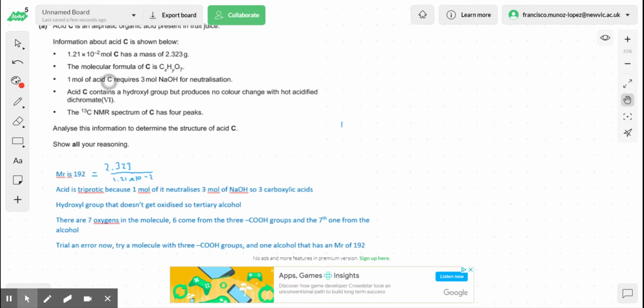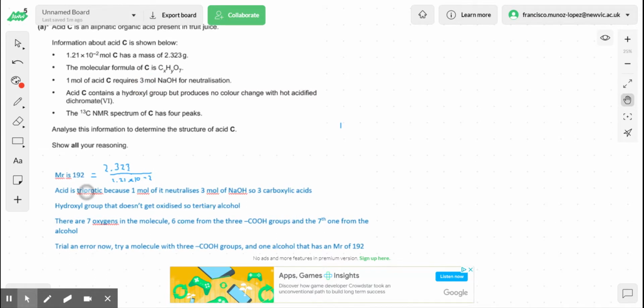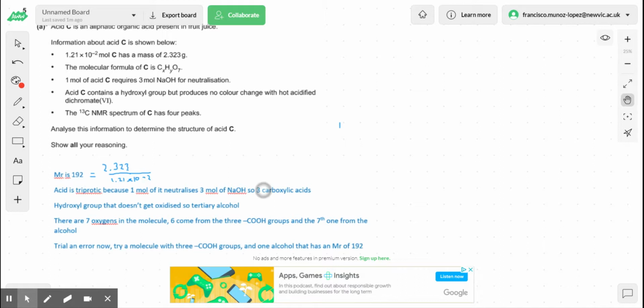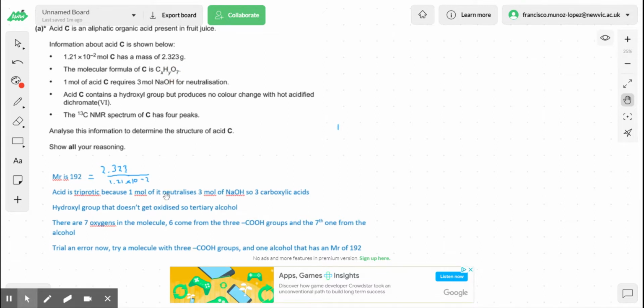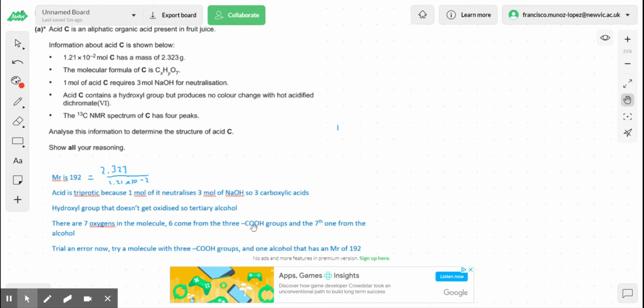They tell you that 1 mole of acid needs 3 of sodium hydroxide, so that means you have a triprotic acid, so 3 carboxylic acids. Now they tell you that you have a tertiary alcohol from this bit, fine. So overall you have 7 oxygens from the formula. We know 1 of them will be the alcohol, and the other 6 will come from the 3 carboxylic acids.